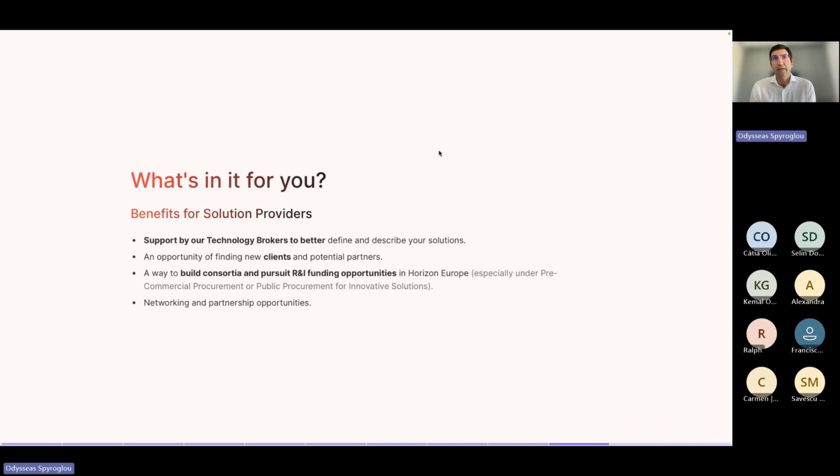It is also an excellent platform to build consortia and to pursue funding opportunities in Horizon Europe, especially in pre-commercial procurement and in public procurement, which are projects, are initiatives very close to the idea of reverse.